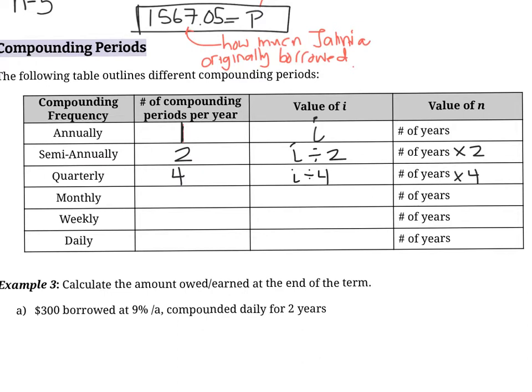That's how many times we're going to be charged interest. So let's just go through this chart. We're going to explain more what it means in the next examples. But monthly, how many times per year would that be? 12 times. We'd be charged 12 times per year.